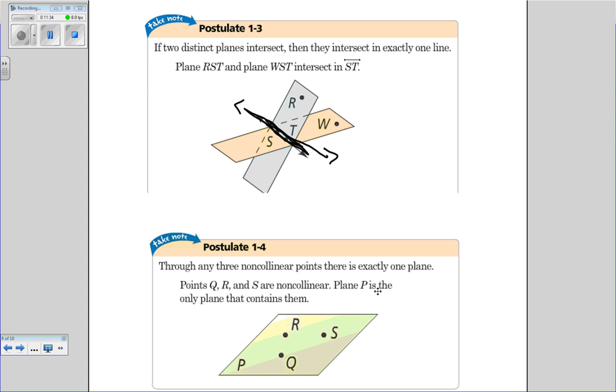Postulate 1.4. Through any 3 non-collinear points, there's exactly 1 plane. So what that means, let's break it down. Non-collinear. Co meant together, linear means line, and non means they're not. So it's points that are not together on a line. They cannot make a line. So really you want to look for 3 points that make a triangle. Points Q, R, and S are not on a line. So that means that these 3 points can make a plane. They make plane P.